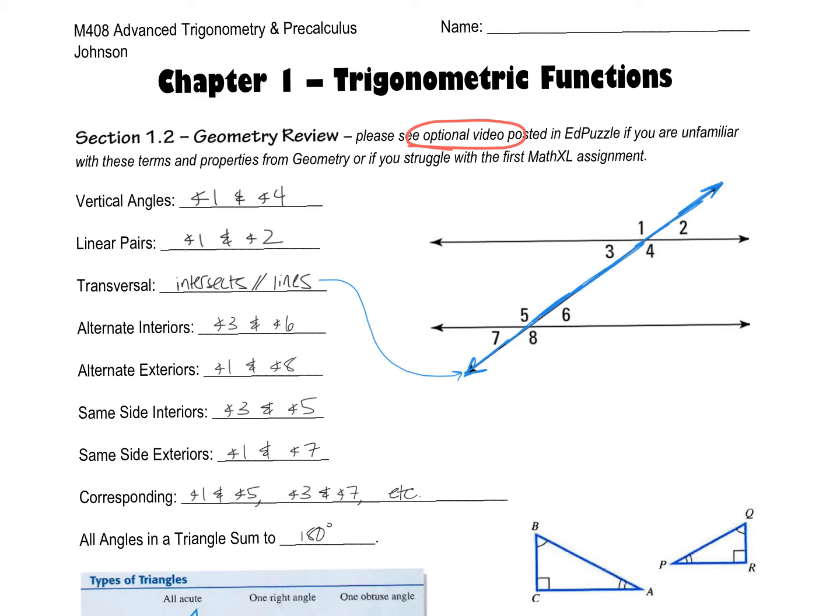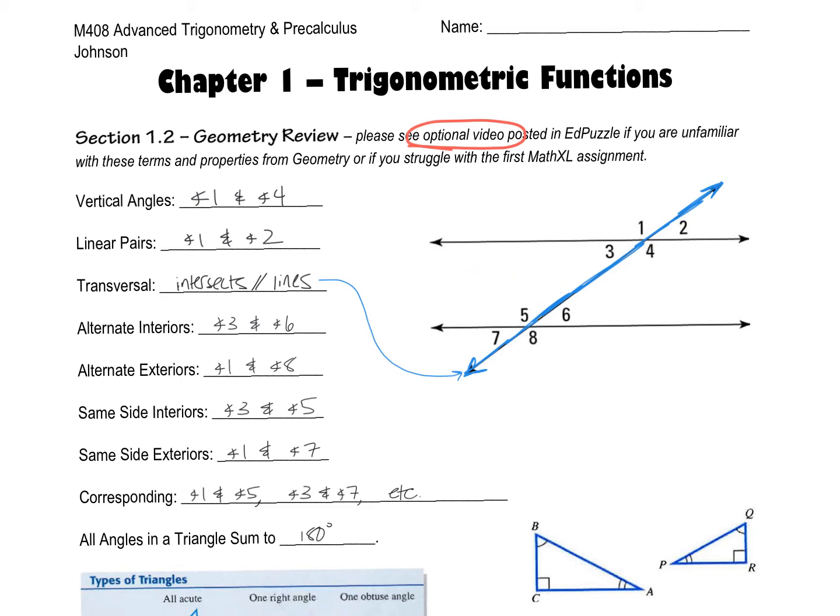We have alternate interiors. I'm sure you remember hearing about those in geometry class, but the interior of the two parallel lines is in here. That's inside the two parallel lines. So any kind of interior pair that we're talking about is going to occur in here. And alternate means alternate or opposite sides of the transversal. So we're looking interior and we're looking opposite sides of this line.